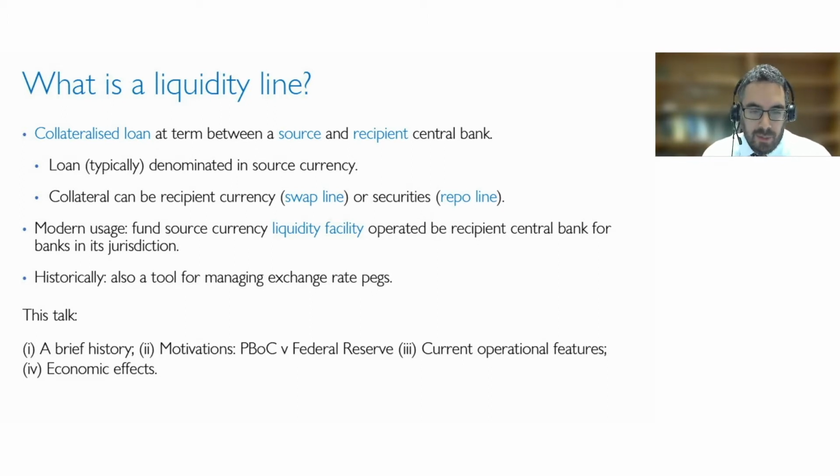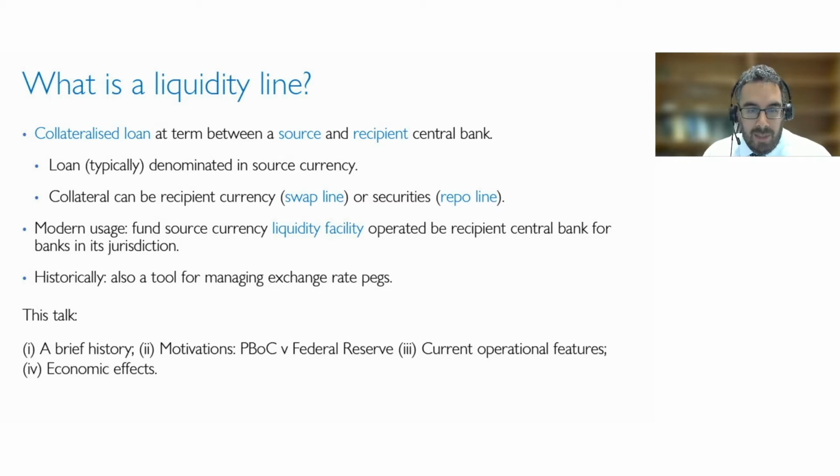So what I want to do today in this talk is give a brief history, run through where these came from and who has them, and discuss prevalence. I want to discuss motivations. Why are they being set up? What's the actual underlying reason for them? In particular, the motivations for the People's Bank of China versus the Federal Reserve. I'll give you a sense of current operational features, how they actually work in practice, and then also discuss, based on my research, the economic consequences. What do we know about their effects so far? What's there in the data? That's my plan for this presentation.